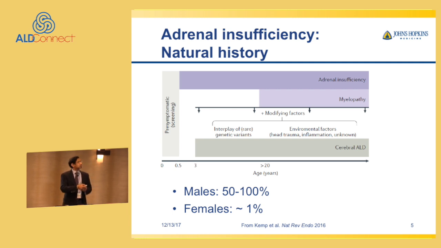What this is meant to show is that over the course of time, so between age 0 and above, this is when you can develop the different characteristics of ALD, be it adrenal insufficiency, myelopathy, or cerebral ALD. There are many modifying factors that affect who gets what part of the disease. Not all of them are well characterized, but the most important thing from my perspective is the idea that adrenal insufficiency can occur at a very early age.